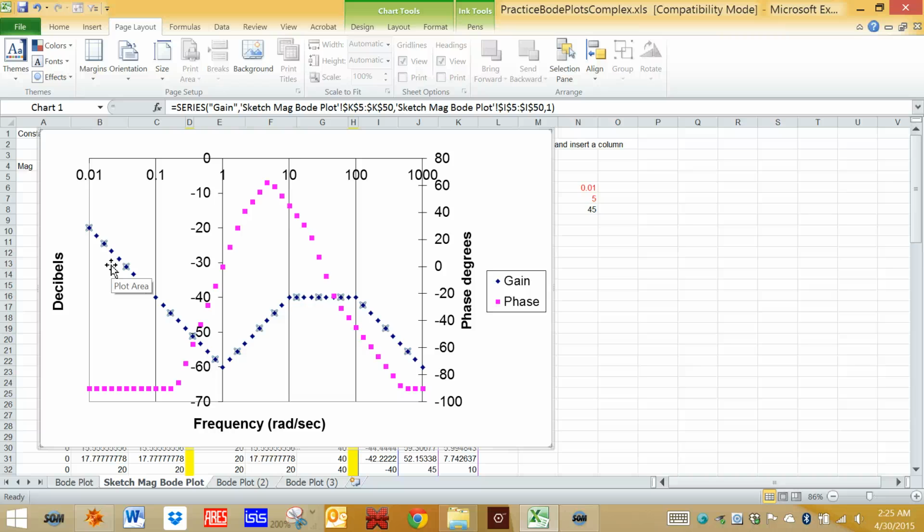It's a denominator term because the slope is initially negative. There's only one term at S plus 0 because the initial slope is only 20 decibels per decade. So you can see it starts at a negative 20, and then in one decade it's down to a negative 40. That's 20 decibels in one decade. So the first term is S plus 0.